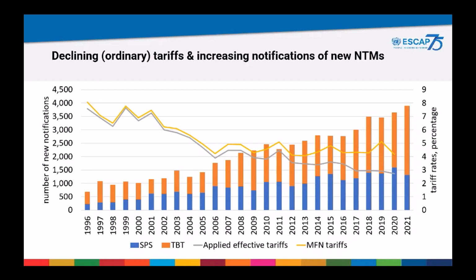As you can see from this graph, tariffs over time have been gradually declining, both because of WTO negotiations, but also because of the increasing number of trade agreements. But these are the new notifications of SPS and TBT measures to the WTO, and they have been increasing. And these are just new notifications. That means if you think about the cumulative effect of all of them, it's essentially additive.